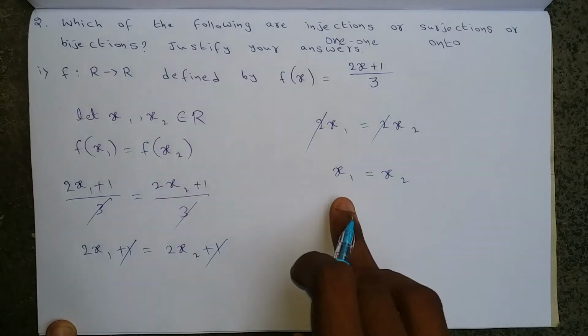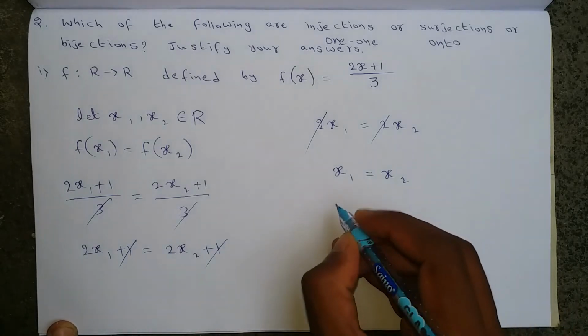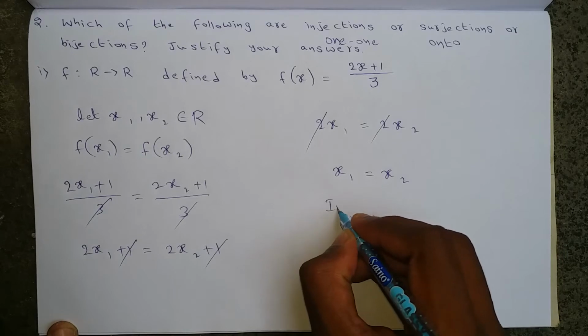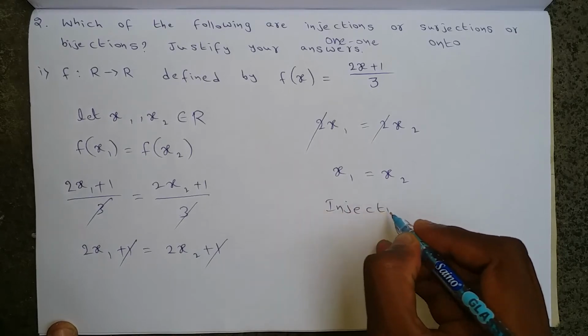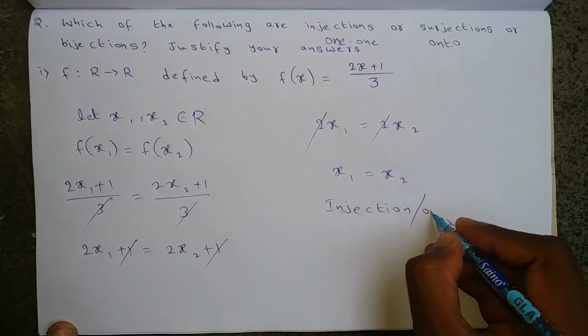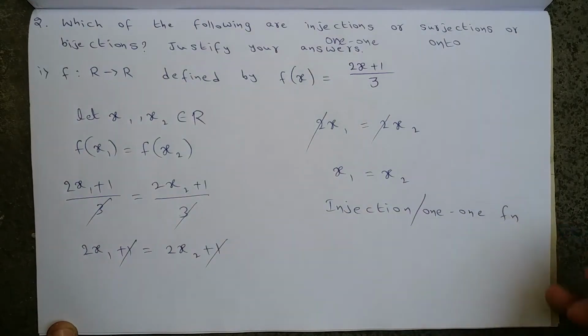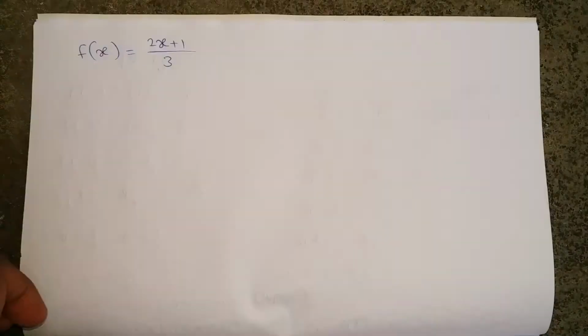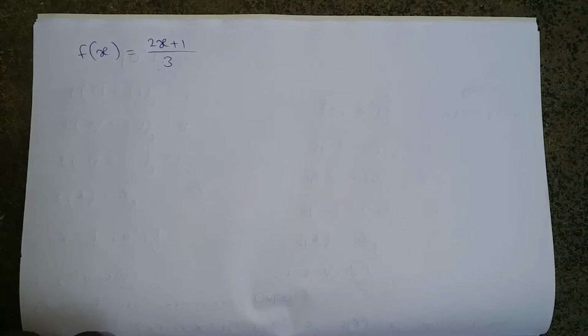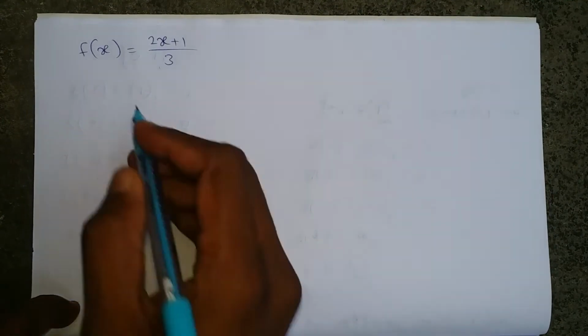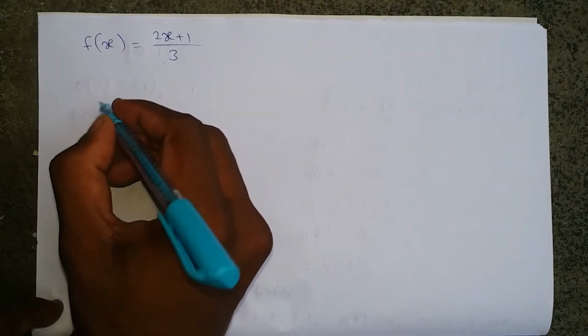So here we got x1 is equal to x2. So we can say that it is an injection or one-one function. Now for the same function, let us check whether it is a surjection or not. Surjection is nothing but an onto function. The function f of x is equal to (2x plus 1) divided by 3. Now instead of f of x, make it equal to y.